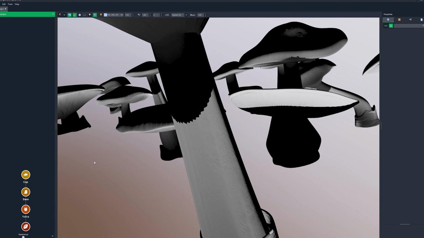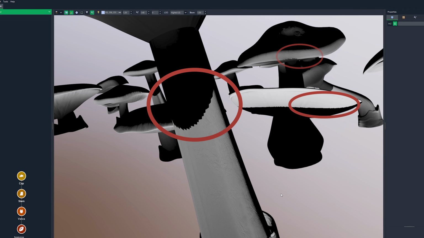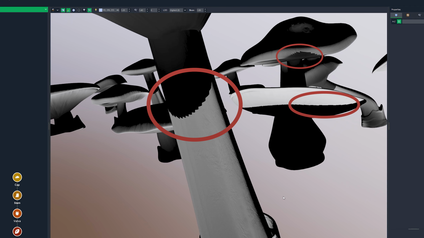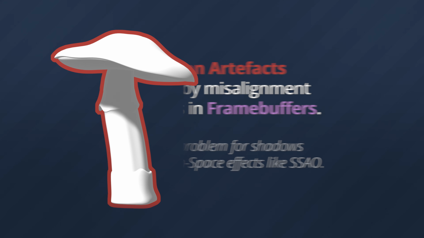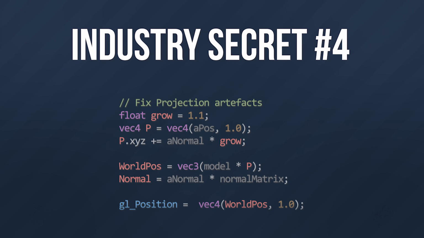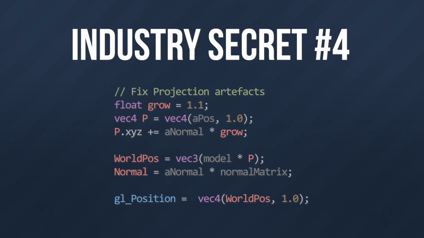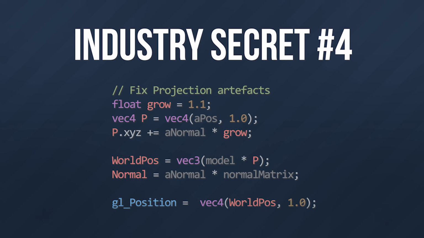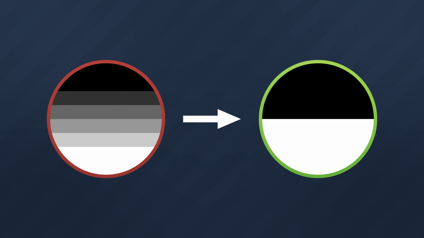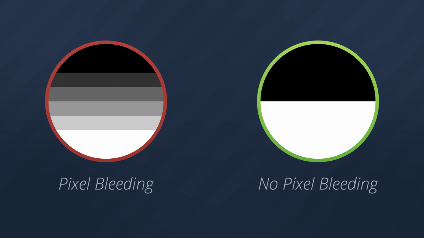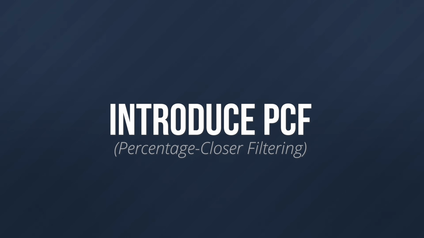But if we zoom in, it's clear we've got some horrible jagged edges appearing due to the shadow map's limited resolution. So let's use some industry knowledge to quickly fix that. First off, let's eliminate any projection artifacts that can appear along the edges of the mesh. In the vertex stage of the shadow map shader, slightly scale each vertex along its normal vector. Now when sampling the limited resolution shadow map, pixels from the background will no longer bleed onto the mesh and create artifacts. Next, let's get rid of those nasty jagged edges.